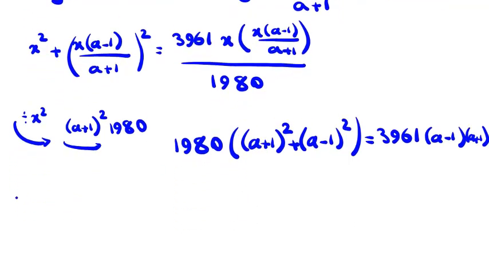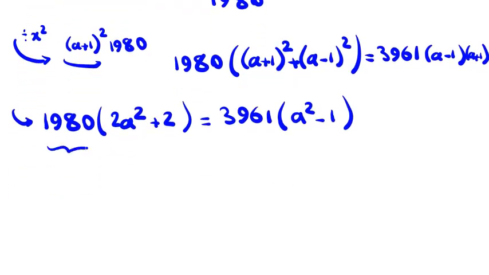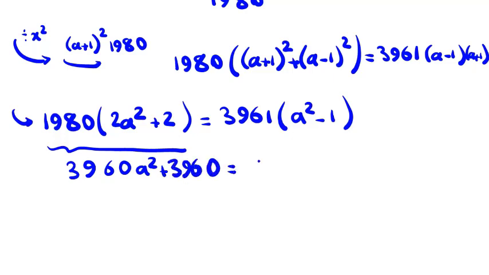Now if we simplify that, it will be 1980 times (a squared plus a squared, 2a squared, plus 1 plus 1, plus 2, plus 2a minus 2a, they will be cancelled) equals 3961. This times this will be a squared minus 1. Now here this part will be 2 times this: 2 times 0 is 0, 2 times 8 is 16, 2 times 9 is 18, plus 1, 19. So 3960 a squared plus 3960 equals 3961 a squared minus 3961.